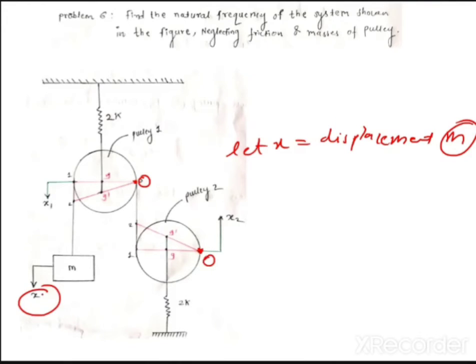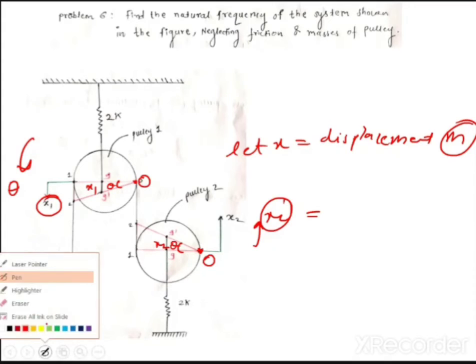Now when the mass m displaces by x, this pulley center, let us say, will displace by x1. So x1 is nothing but the displacement of pulley center 1. Now how will this pulley displace? It will rotate by theta, in a downward direction, anticlockwise. And this pulley will move upward from here. So let us say x2 is the displacement of pulley center 2.